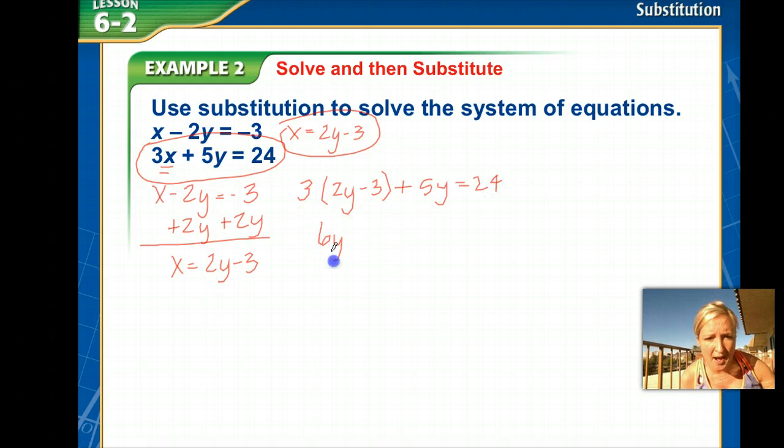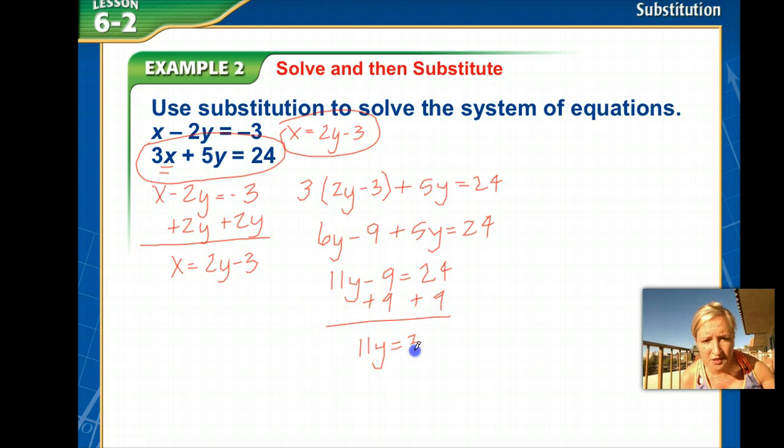So I get 6y minus 9 plus 5y equals 24, which gives me 11y minus 9 equals 24. Add 9 to both sides, and you get 11y equals 33. So y equals 3. So that's my y coordinate.